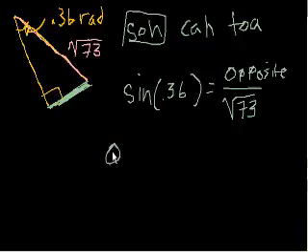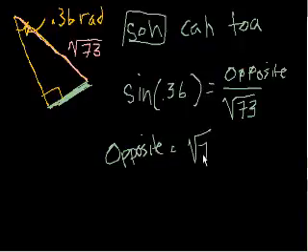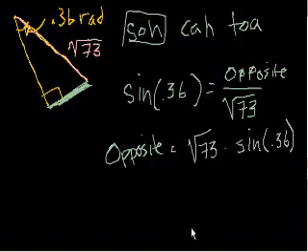So the opposite side, we're just multiplying both sides by the square root of 73, is equal to the square root of 73 times the sine of 0.36 radians.